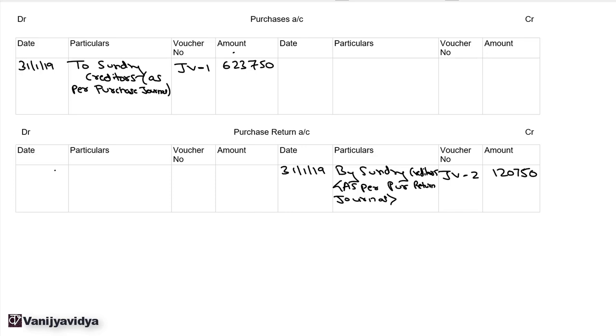So this is how we prepare a purchase journal book and purchase return day book, and then we post the periodical totals in the purchases account and purchases return account as per the policy of the company. But the individual creditors account are posted on a daily basis.